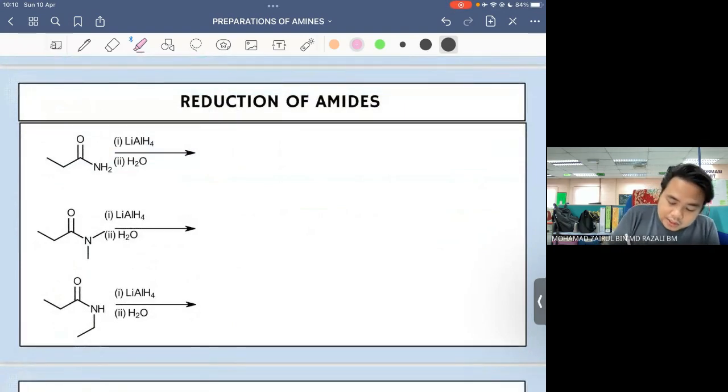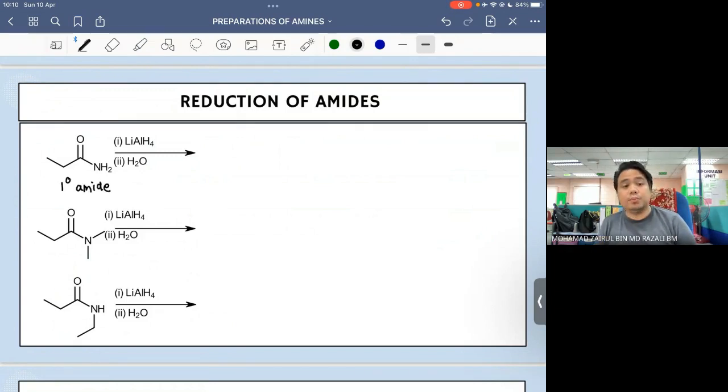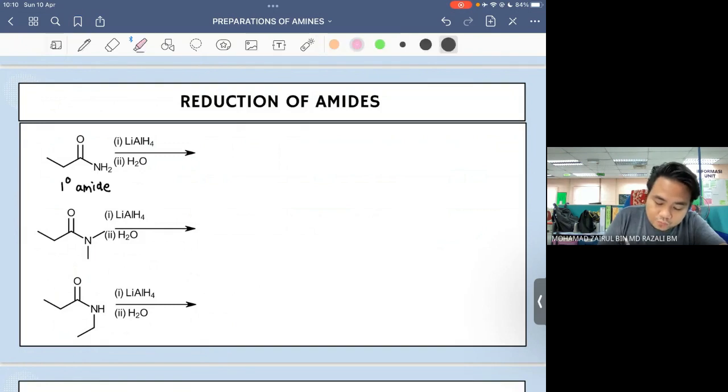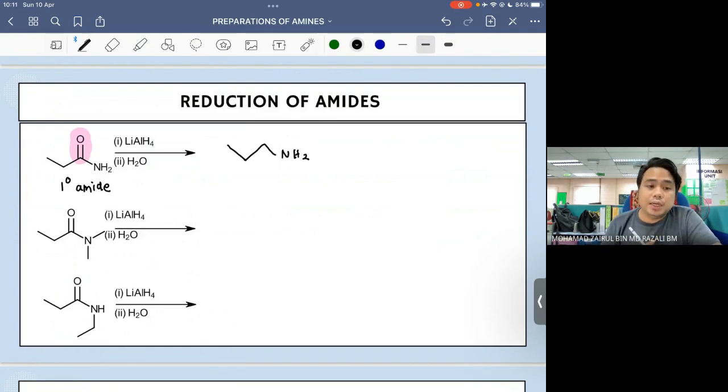So here we have a primary amide. So remember that primary amide will produce primary amine. So how to draw the product? You just need to convert the C double bond O to CH2. So it's going to be CH3, CH2, CH2, and NH2. So we will produce a primary amine.